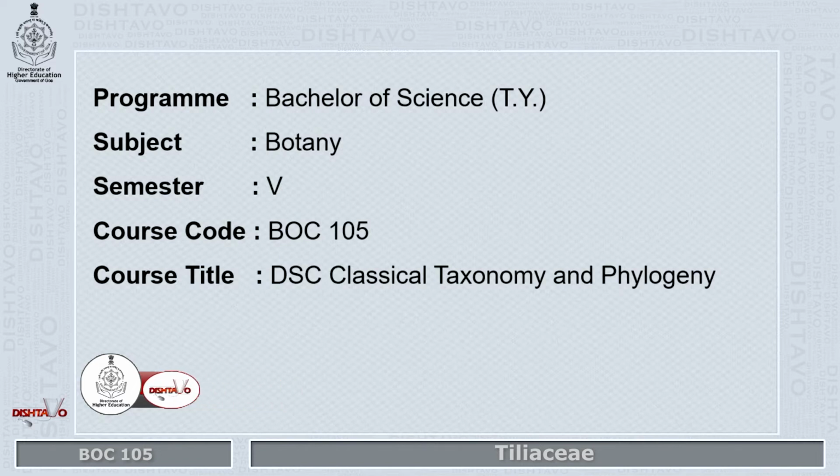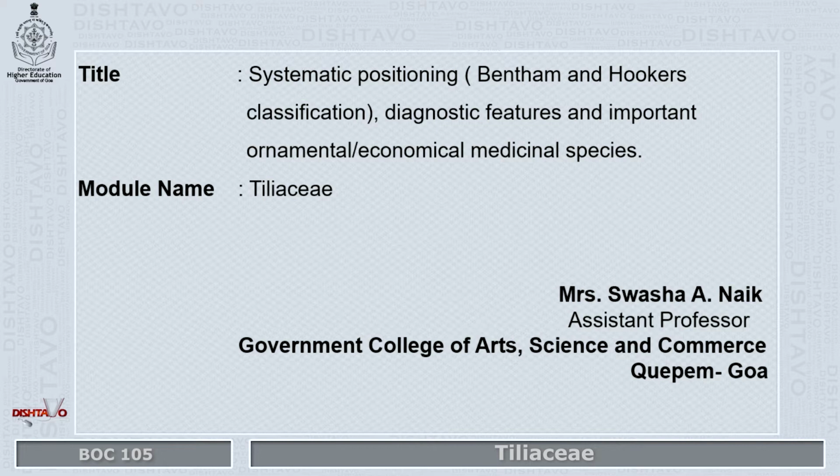So the program name is Bachelor of Science for third year students. Subject is Botany. Semester is 5th semester. Course code is POC 105. Course title is TSC Classical Taxonomy and Phylogeny. So title is Systematic Positioning using Bentham and Hooker's classification, diagnostic features and important ornamental, economical, medicinal species.